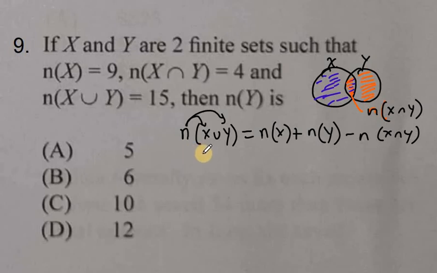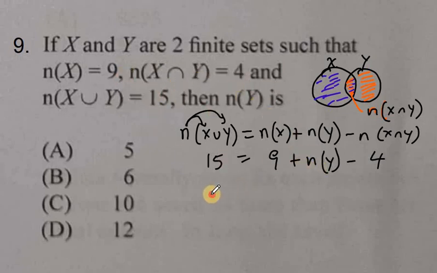So now we can put the information in. We can say, well, the number of elements in the union is 15. We're given that in this word problem here. Number of elements in X being 9. Number of elements in Y, we do not know. And in the intersection, we have a total of 4, as we're told here. Let's put that in as well. So these numbers, 15, 9, and 4, we get from this statement here. You can just read it over to see that.